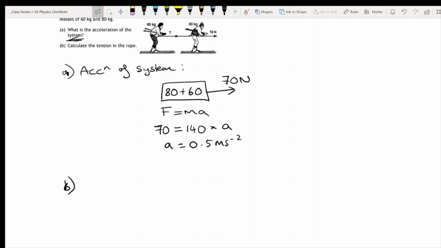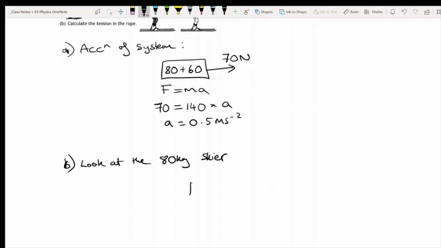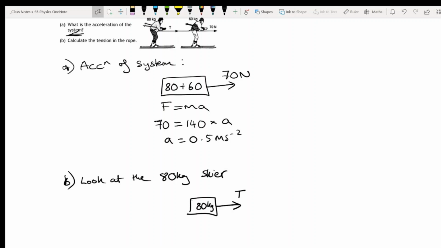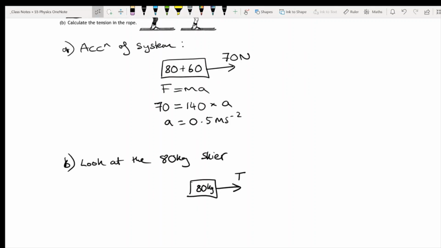So what we want to do now is split them up, and look at the 80 kilogram person. Okay, so look at the 80 kilogram skier. So what have we got? We've got 80 kilograms with that tension forward. Because the 70 newtons is applied to the whole system, so we can't use that now. And we know that the 80 kilogram is traveling at 0.5 meters per second squared, because they're both traveling at that acceleration. There's no difference in acceleration.